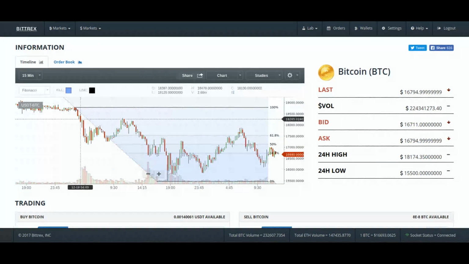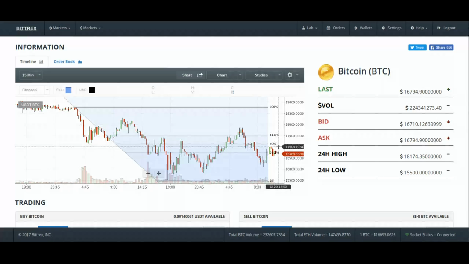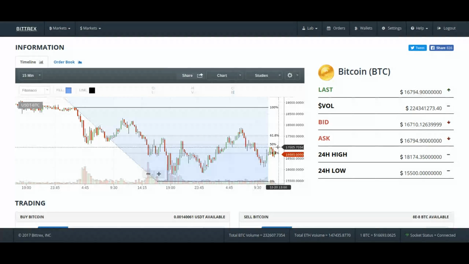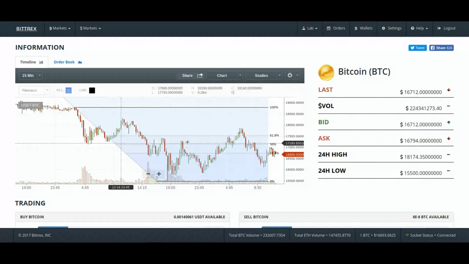And this is what? This is 12:40, 12:45, 12:30 right here. So this is almost a 24-hour time frame right here. Now, as you can see, where these lines are, this is the 50% retracement. This is the 61.8% retracement. This is the 38.2% retracement. What these end up turning into are lines of support and lines of resistance.